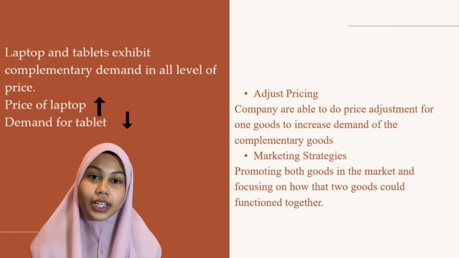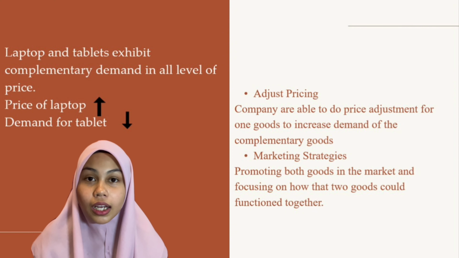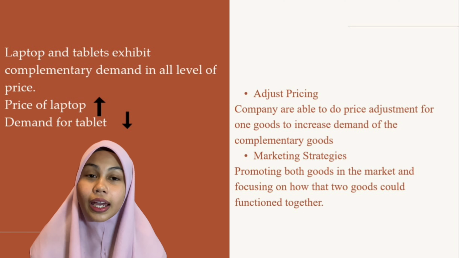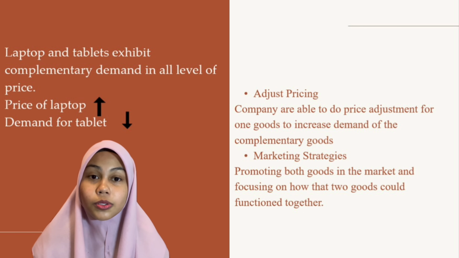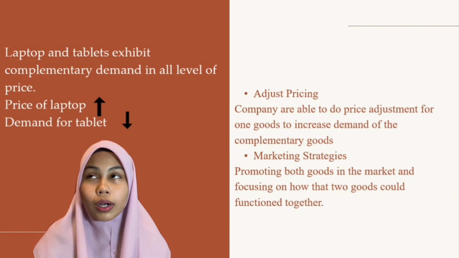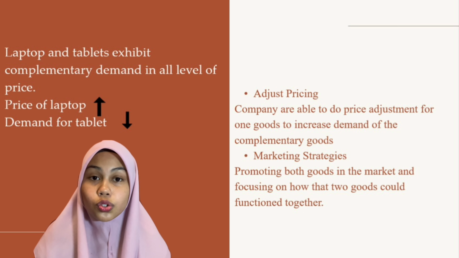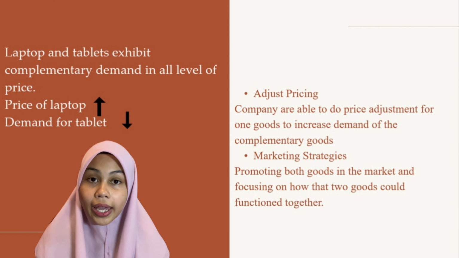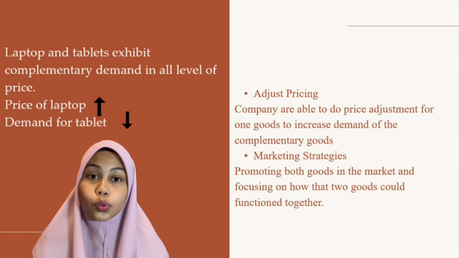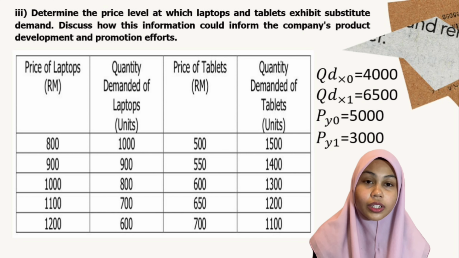As for the significance of this observation, I think it's important for the company's price adjustment and marketing strategy. By this observation, the company is able to do price adjustment for one good to increase demand of the complementary good. The company also can take action in promoting both goods in the market and focusing on how those two goods could function together.